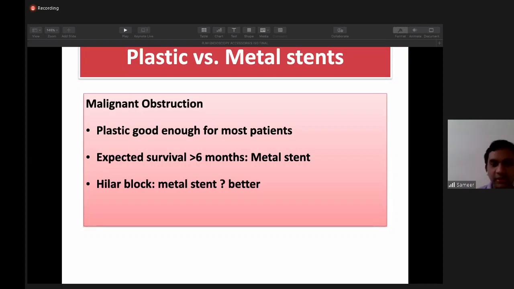And covered metal stents we can use for benign lesions, because recent studies are showing that putting multiple plastic stents or a covered metal stent show equal effect, maybe better benefit with covered metal stents. Fully covered metal stents we can also use if there is a perforation or uncontrolled bleeding.